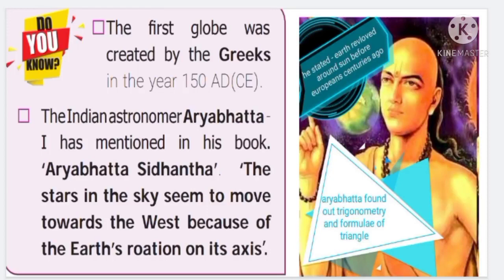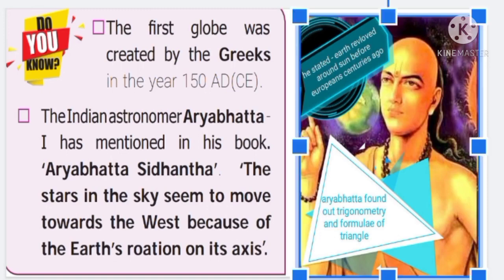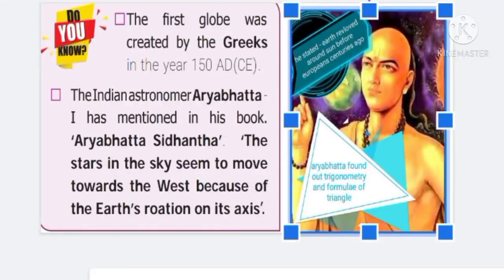Students, do you know who is Aryabhatta? Yes, the first globe was created by the Greeks in the year 150 CE. He was the first creator of the globe. The Indian astronomer Aryabhatta I has mentioned in his book Aryabhatta Siddhanta that the stars in the sky seem to move towards the west because of the earth's rotation on its axis. Aryabhatta I was the first of the major mathematician-astronomers from the classical age of Indian mathematics and Indian astronomy. His works include the Aryabhatiya and the Arya Siddhanta.